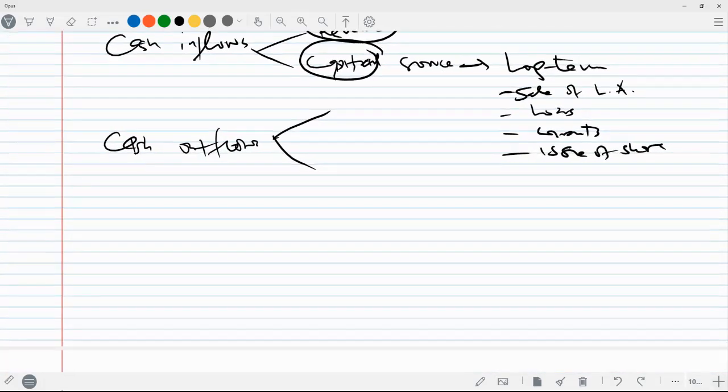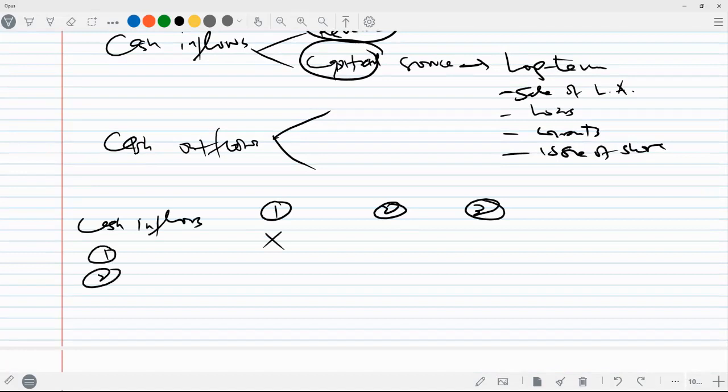We have all the cash inflows, for example, first month, second month, third month. Here you have all the cash inflows, the first one, second one, and the total cash inflow, for example, for the months. Then we quantify all the cash outflows.